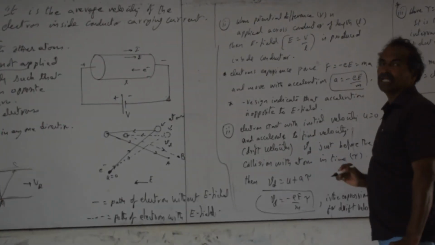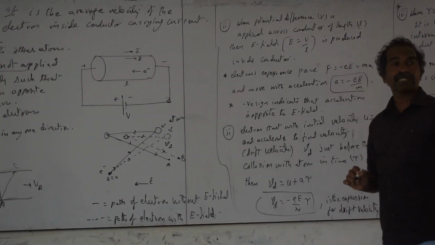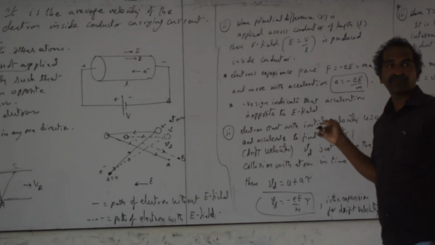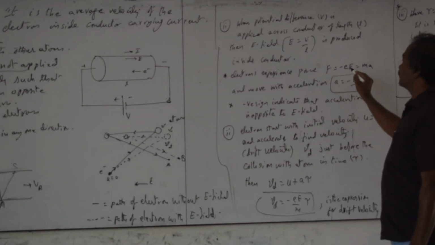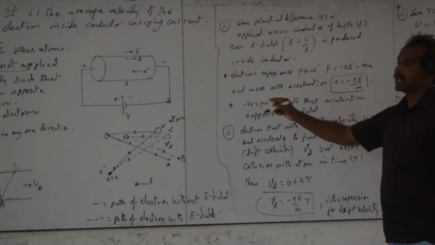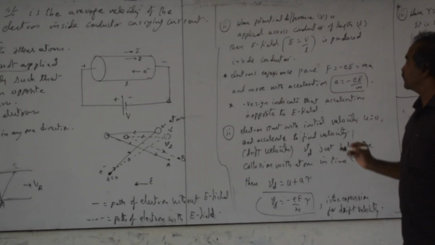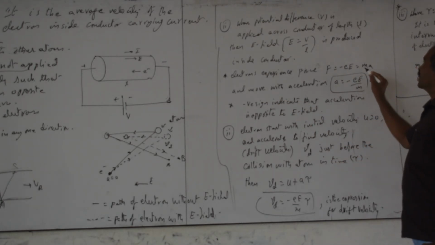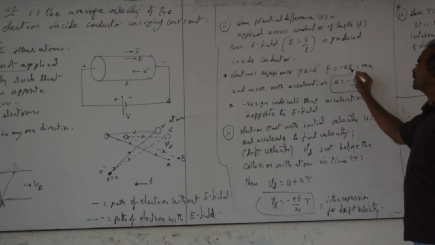F equal to QE is the formula for the force acting on a charge Q placed in the electric field E. But Q is the electron charge, which is minus e. So we take it as F equal to minus eE. F equal to ma is Newton's second law relationship.